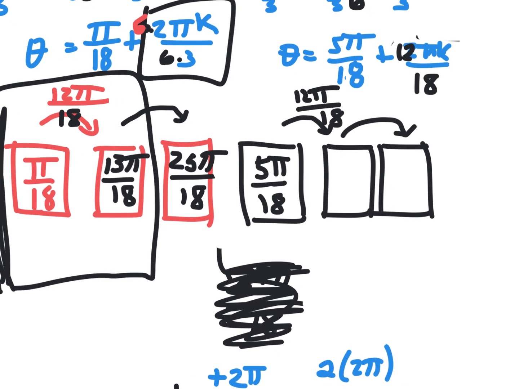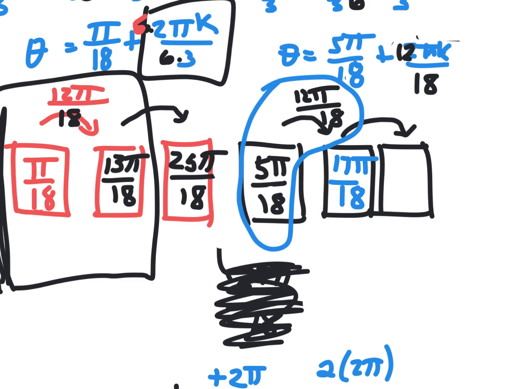So I'm going to add these two now. 17 pi over 18. And add 12 pi over 18 again. 29 pi over 18. There's my 6 answers. That is the second hardest problem on the test. That's not the question, of course, from the test, but it'll be like that.